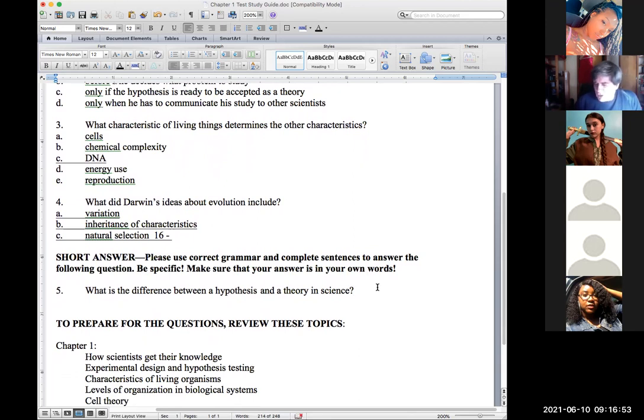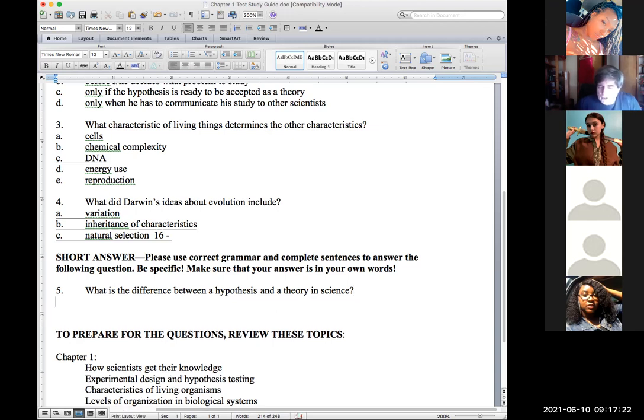Our tests pretty much always have a short answer question, and you'll see some instructions similar to this. Please use correct grammar and complete sentences. Be specific and make sure that the answer is in your own words. There's usually 2 points on grammar and complete sentences. So if you have a run-on sentence like a comma splice, or if you have an incomplete sentence, there's no subject or verb or something, usually you lose a point each time that happens.